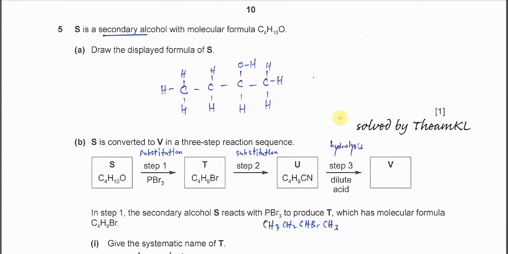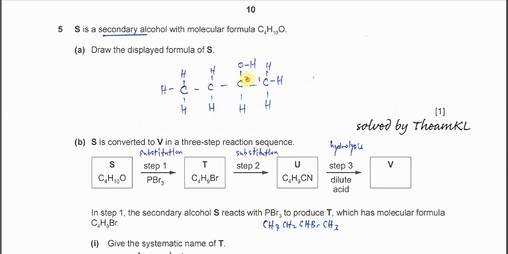Question 5. Compound S is the secondary alcohol with molecular formula C4H10O. Okay, draw the display formula for the compound S. So this is quite easy. We know that OH cannot bond to the first carbon. It must bond to the second carbon.